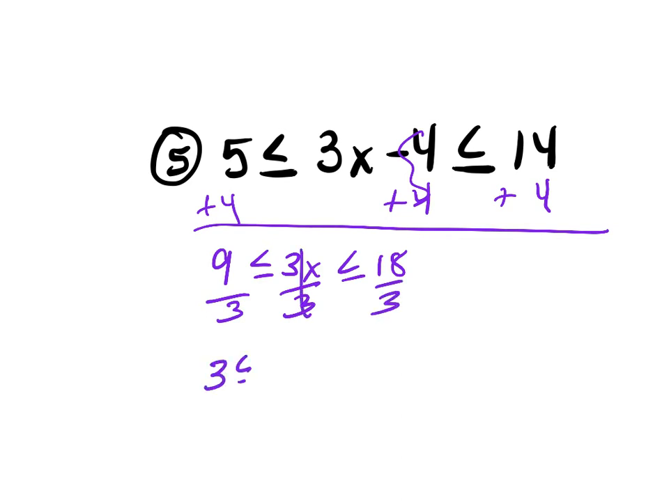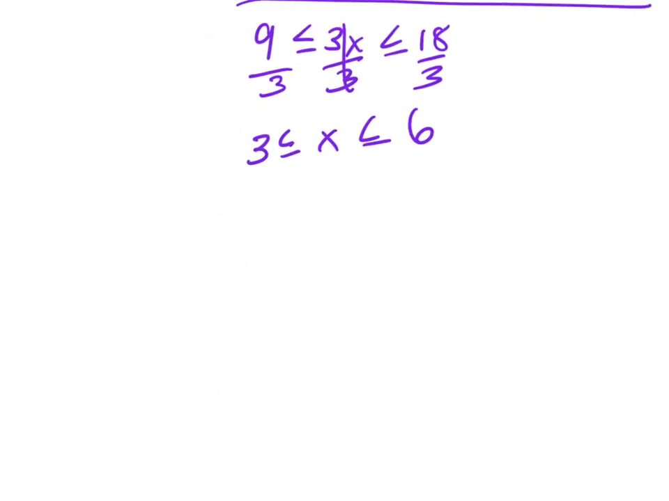So I have 3 is less than or equal to x less than or equal to 6. So now when I graph, I'm going to have 3 points on my graph: 0, 3, and 6. What kind of dots do I have at 3 and 6? Both closed. Good.